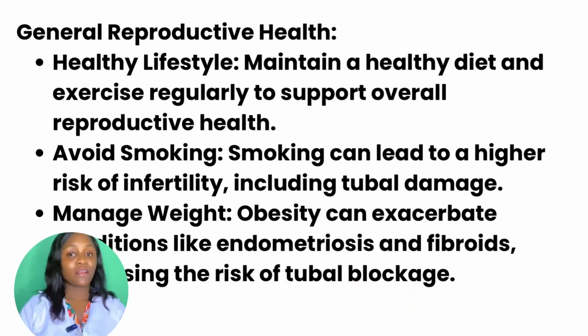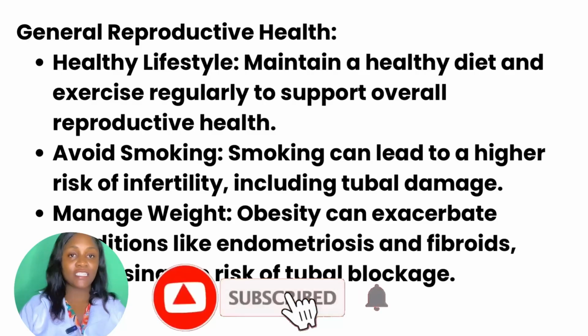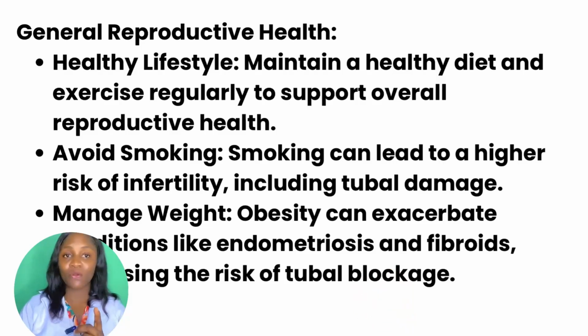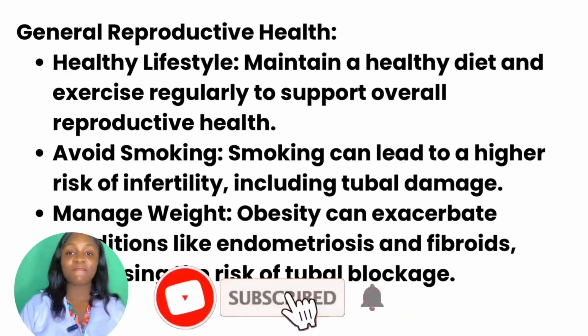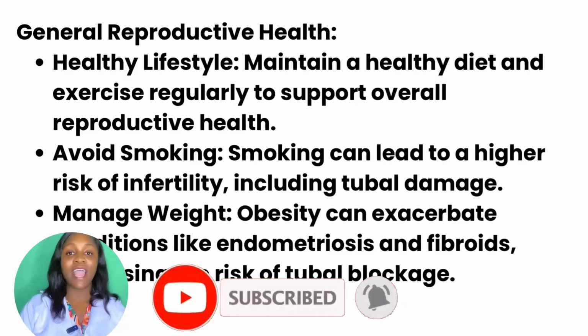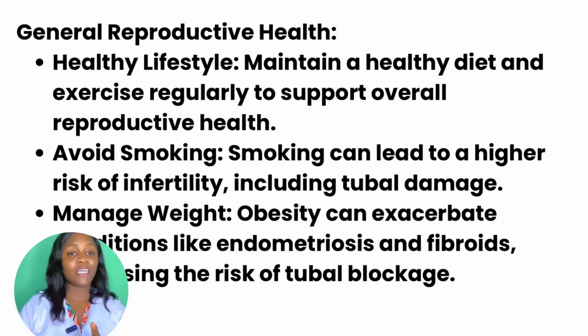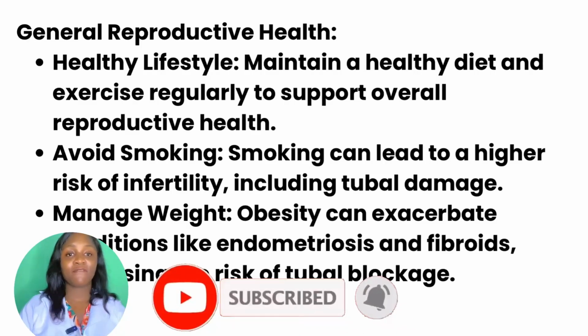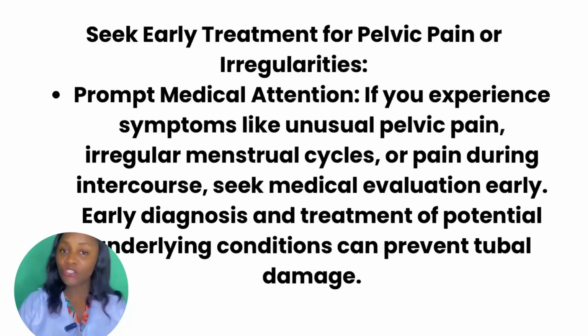So the next thing you should do is maintain a healthy lifestyle. Maintain a healthy diet and regular exercise to support your overall reproductive health. Avoid smoking because smoking can lead to a higher risk of infertility, including tubal damage. Manage overweight because it can exacerbate conditions such as endometriosis and fibroids.